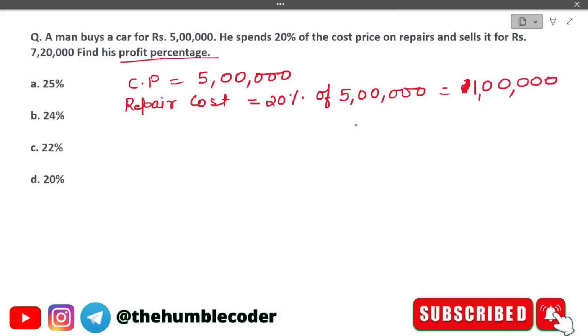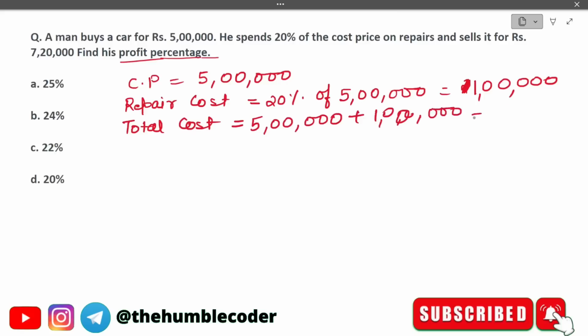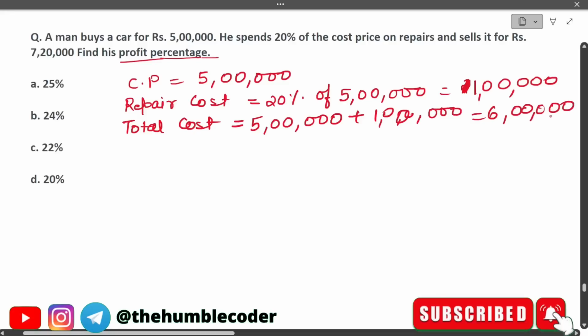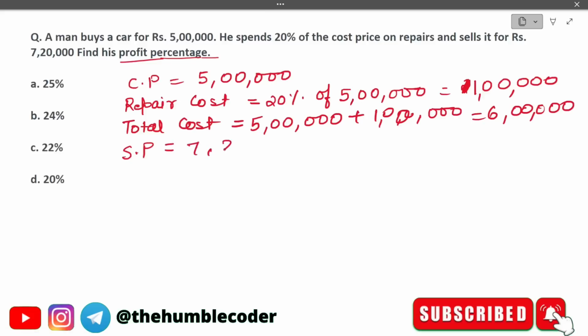Now the total cost we need to find, okay. Total cost is equal to how much? Initially he bought it at 5 lakh, and then he spent 1 lakh on repair. So the total cost in his case will be 6 lakhs, right? So the total cost that we have is 6 lakhs, okay. Now what we know is the selling price, which is given to us in the question, 7,20,000, okay. So based on that we can calculate profit. Profit is selling price minus cost price.